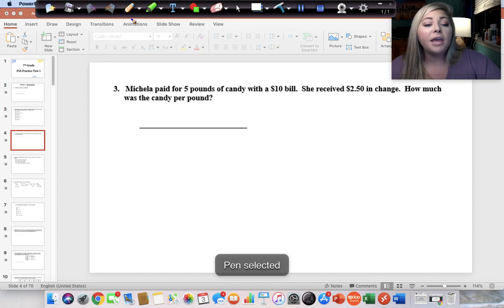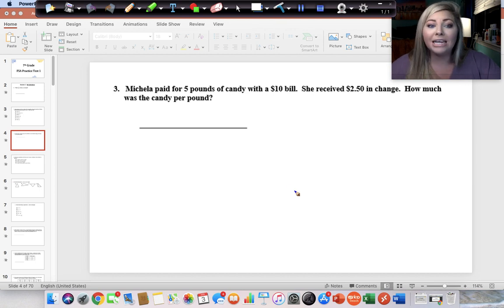Okay, it says, Michaela paid for 5 pounds of candy with a $10 bill. She received $2.50 in change. How much was the candy per pound? There are many different ways to get this answer, and your parents would probably get the answer a little bit differently than we do. I'm going to do it the way that the school's going to do it. Your parents are totally correct in telling you another way to do it because there are many different ways. The reason why I'm about to show you this way is because it is going to help you when you get into the 8th grade.